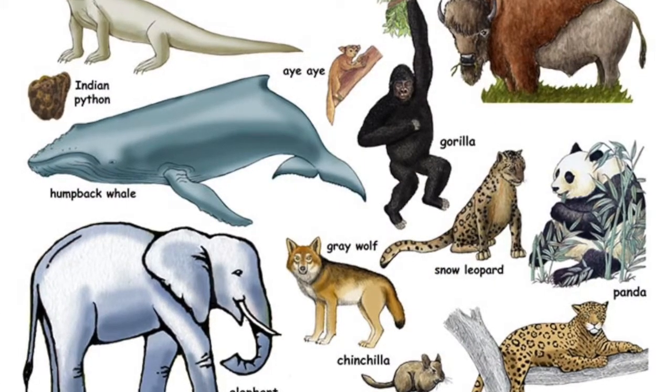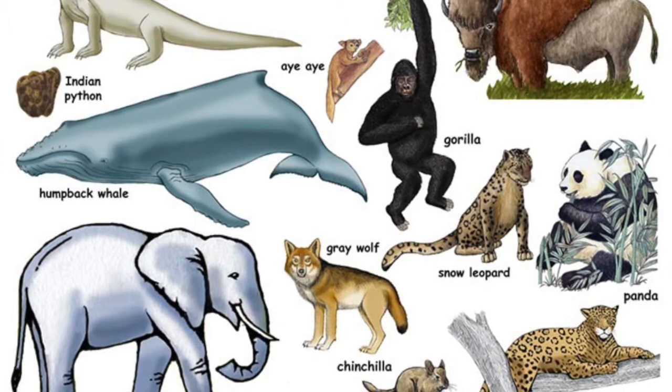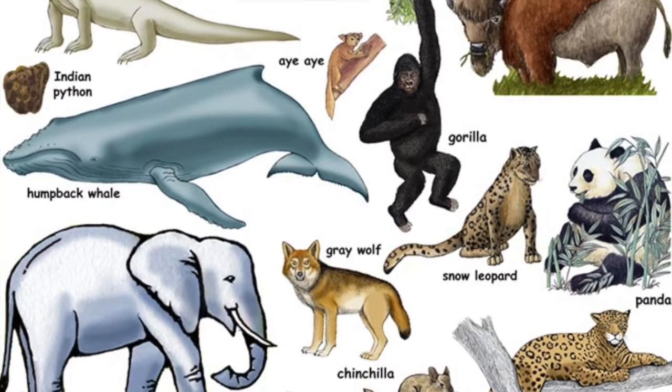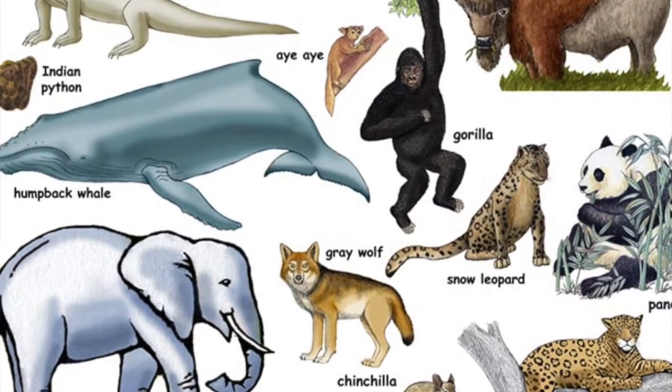Three of the endangered animals in this region are the California gnatcatcher, the coast horned lizard, and the California condor.